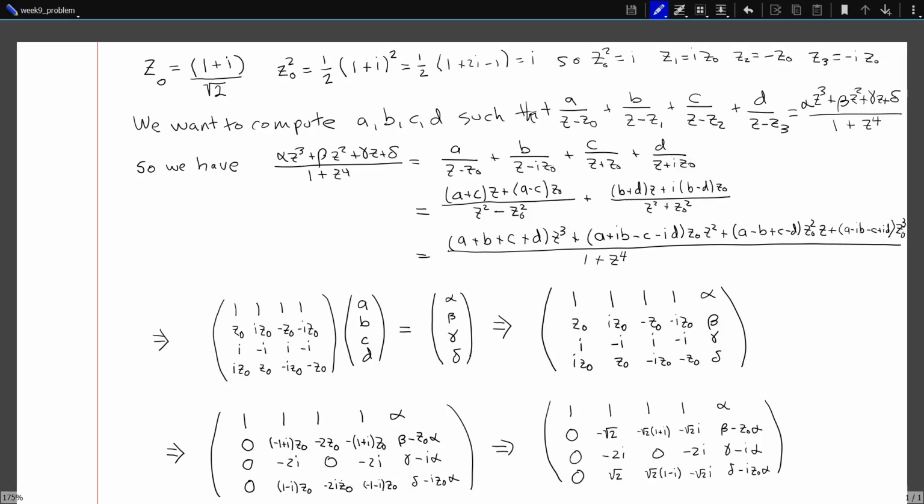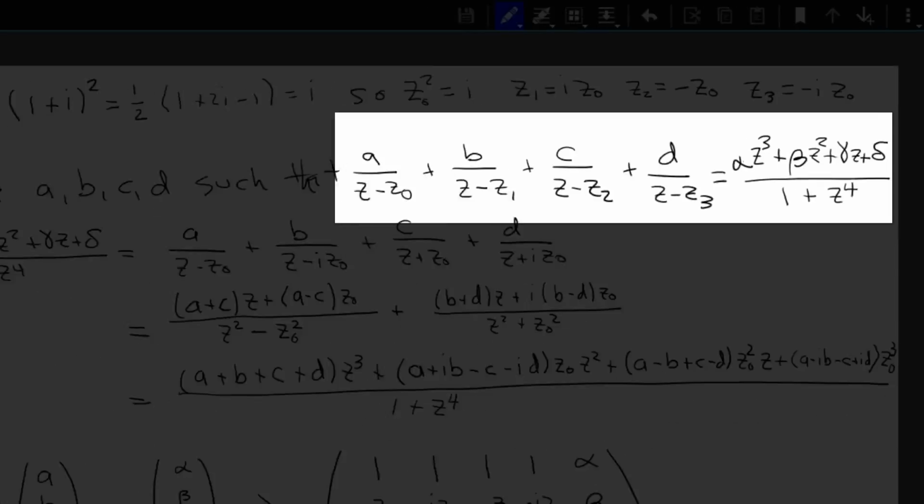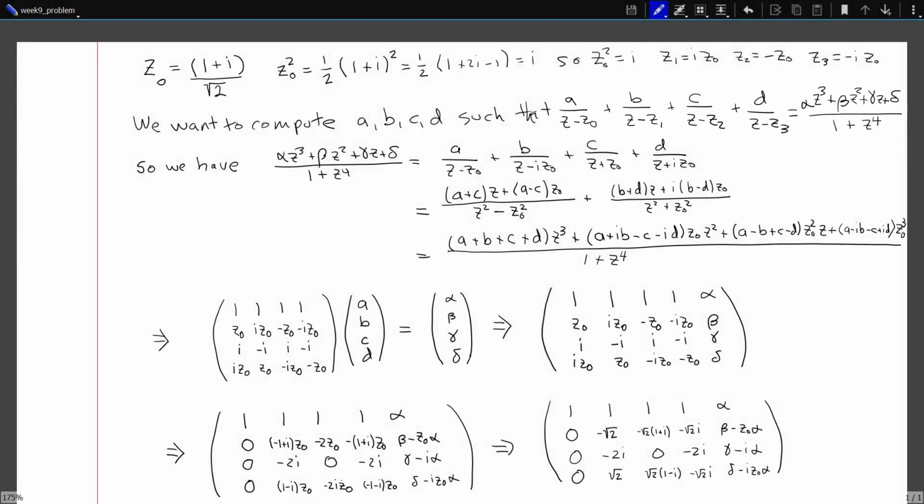So the problem we want to compute is we want to find the coefficients a, b, c, and d for this partial fraction expansion, a over z minus z0 plus b over z minus z1 plus c over z minus z2 plus d over z minus z3, that is equal to a cubic polynomial over 1 plus z to the fourth. And so we write the general cubic polynomial as alpha z cubed plus beta z squared plus gamma z plus delta. And so let's expand this out.